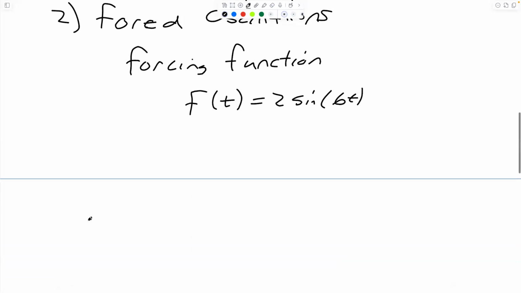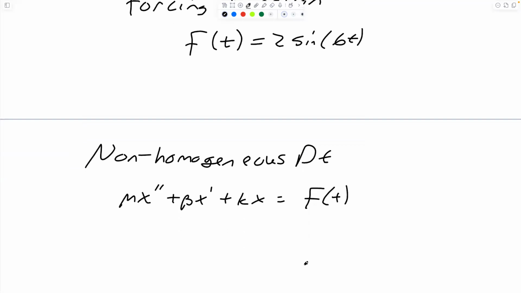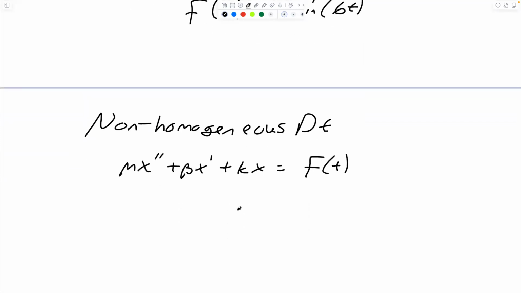Okay, so now we're going to have a non-homogeneous DE. And it'll be m x double prime plus beta x prime plus kx equals this forcing function. So this will be on the other side. So you're going to have to solve this as a non-homogeneous DE. You've already solved your homogeneous version. We're going to use the same M, beta, and K. Then you have to use undetermined coefficients to find your particular solution, squish it all together.